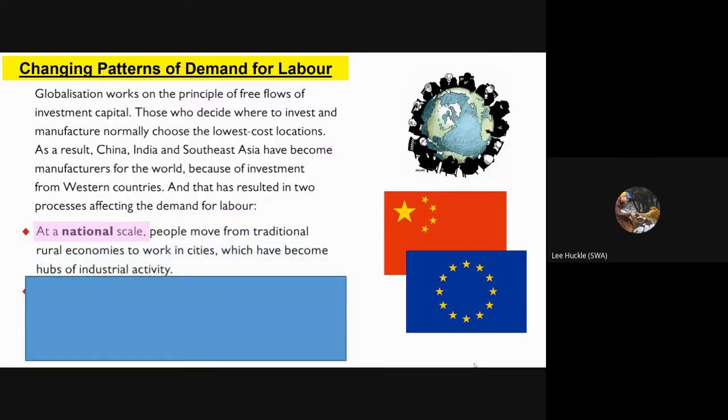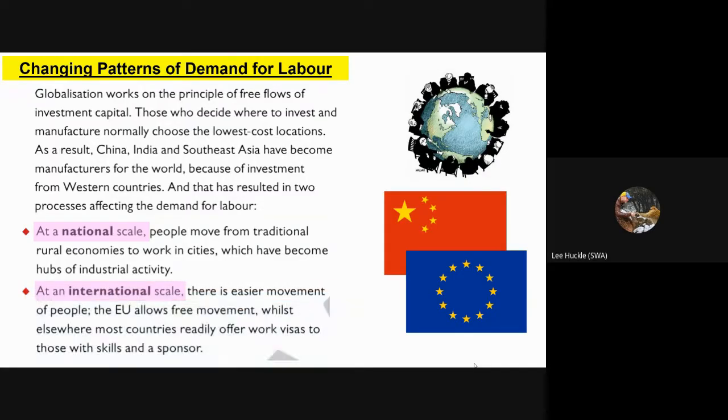And this last point we were to discuss, it says here, resulted in two processes affecting the demand for labour. We've got to look at this on the national scale, where people move from rural areas, which were predominantly originally agricultural based economies, to work in the cities as part of the urbanisation process. But then also on an international scale, where people are able to move from nation state to nation state, country to country, more easily in certain places. The example that you'd have looked at was the European Union, in particular with the Schengen Agreement.